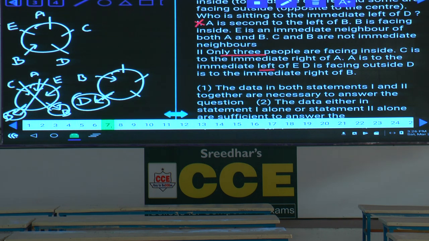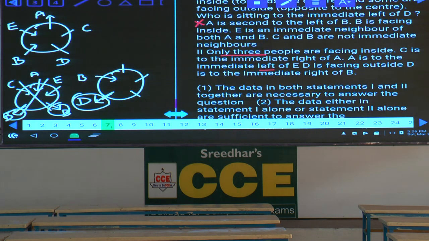Here there is only one person who is away. Among the remaining four, there are only three inside, and there are two more possibilities here. Then combining these two, only three people are facing inside, and C is to the immediate right of A. As C is to the immediate right of A, this A is facing away from the center. A is to the immediate left of E. Hence, E is facing towards the center, isn't it?